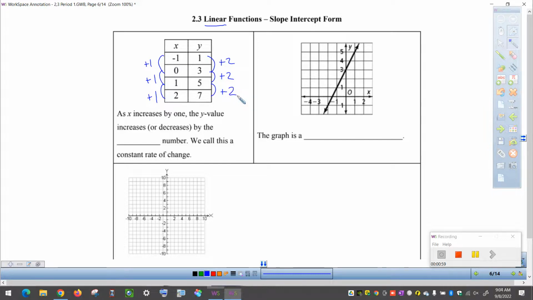So a characteristic of functions that are linear is that as x increases by 1, the y value is going to increase, or it might decrease, by the same number. And we call that number a constant rate of change. Every time x gets bigger by 1, y is getting bigger by 2. It could be subtraction, so it could be like every time x gets bigger by 1, the y values are subtracting 3. As long as it's exactly the same pattern for the y values, you have something that is linear.